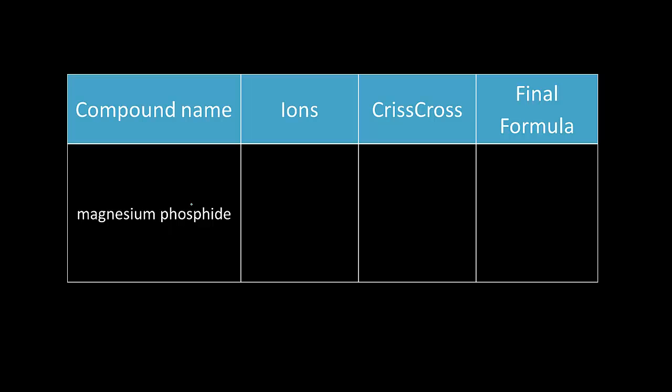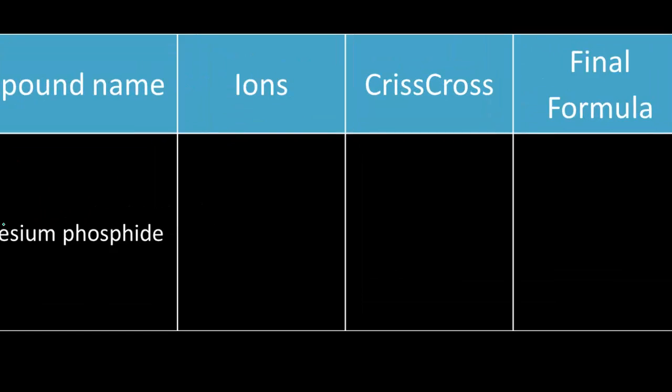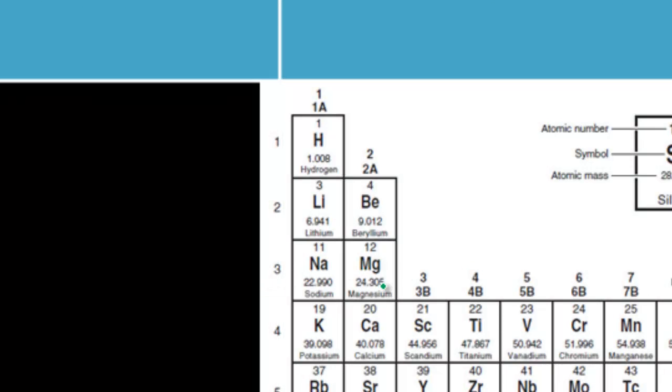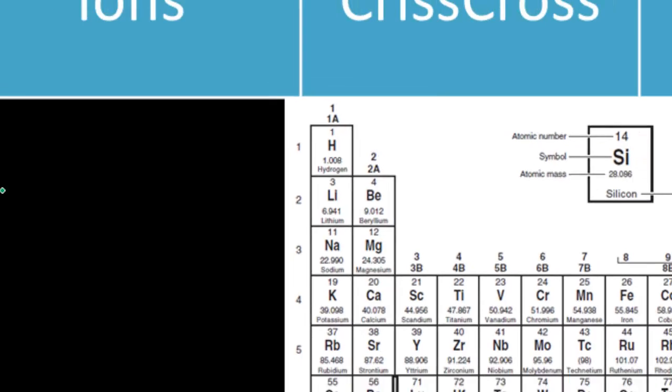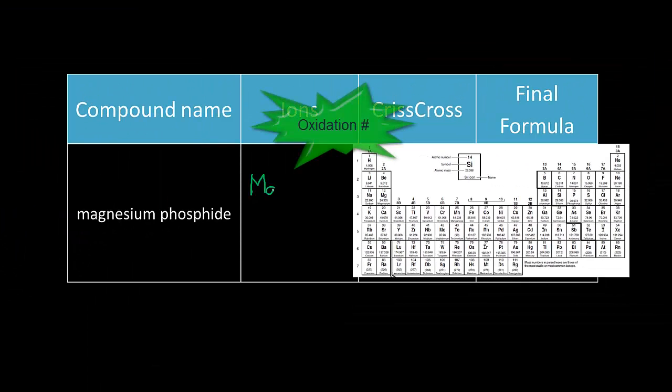All right, now we're going to do magnesium phosphide. Magnesium is right here. It is in group 2 and has the chemical symbol Mg. Group 2 means it has 2 valence shell electrons. So we're going to ask ourselves, is it easier to lose 2 or gain 6? Well, it's easier to lose 2, so that's its oxidation number, +2. When it loses 2 electrons, it becomes positive.